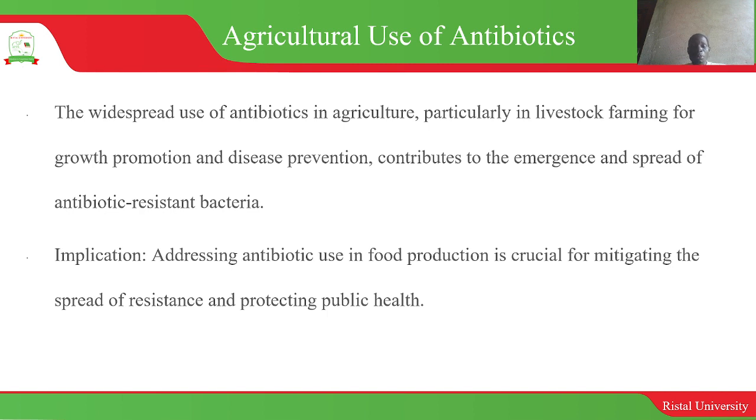This is because of the challenge of the One Health problem we have, and these kinds of prescribing behaviors happening, and also antibiotics given over the counter. This is where we always get it wrong, especially in Juba. The implication is that addressing antibiotic use in food production is crucial for mitigating the spread of resistance and protecting public health.